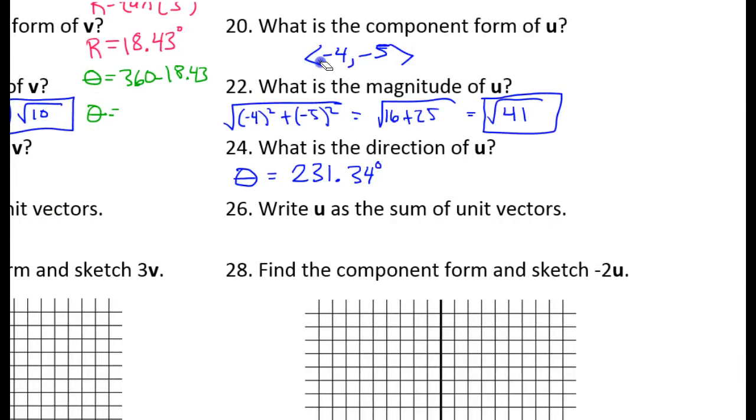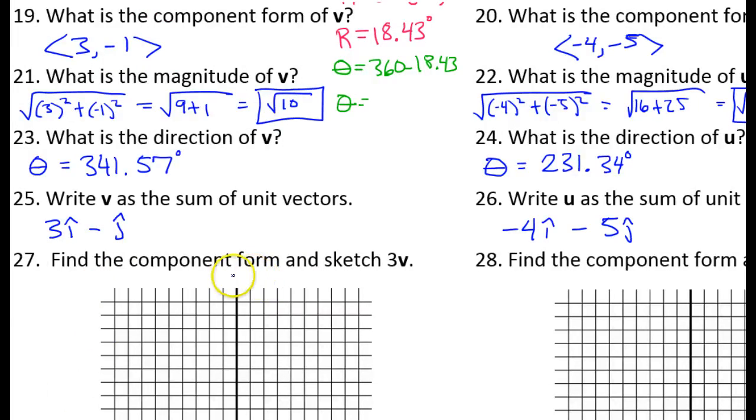Similarly, looking at the component form for vector u, we could simply write negative 4i with a little hat, and then minus 5j with a little hat. Notice there's no comma and there are no brackets. It's just a sum of vectors.